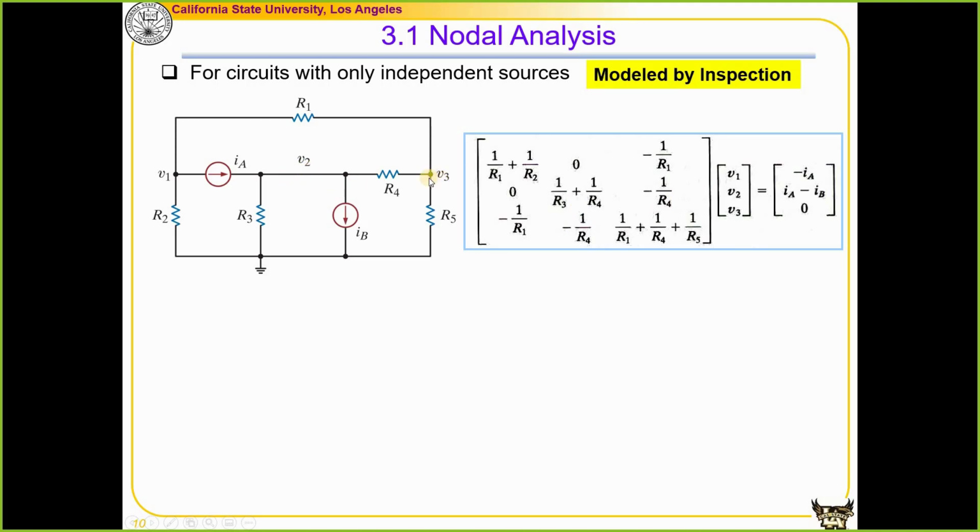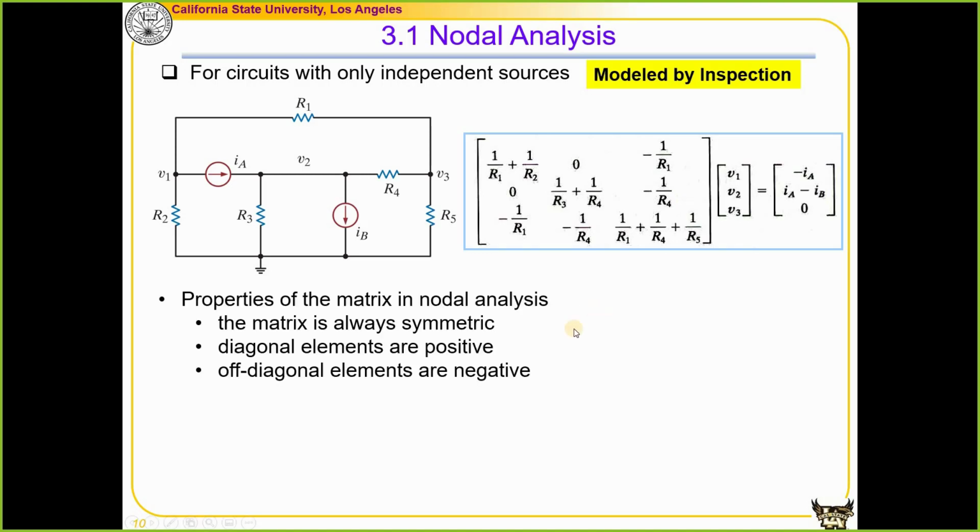Between node 2 and node 3, there is one shared branch. This resistor R4 is connected to both node 2 and node 3. This is why we have negative 1 over R4. So this is how we write the nodal equation directly by just looking at the circuit diagram.